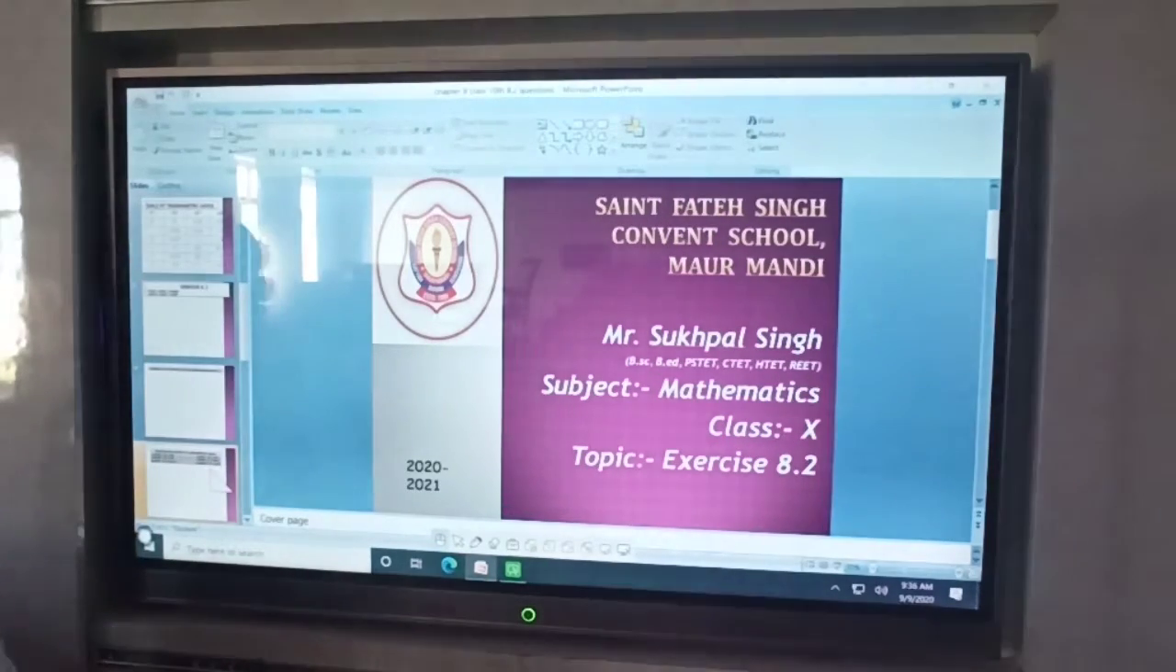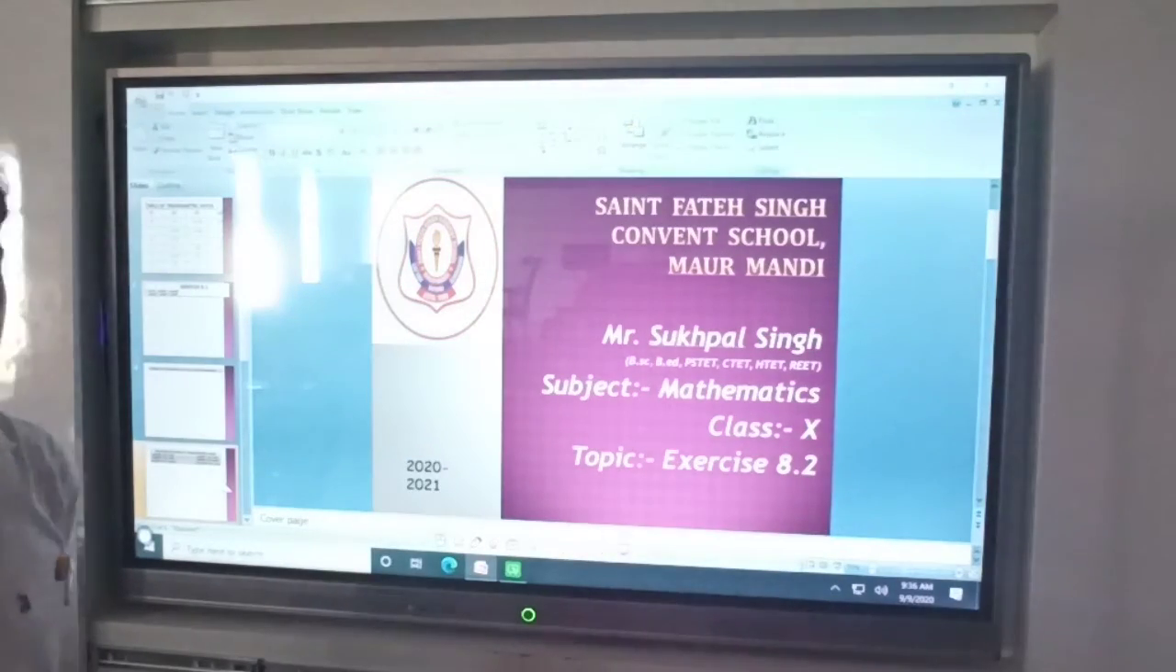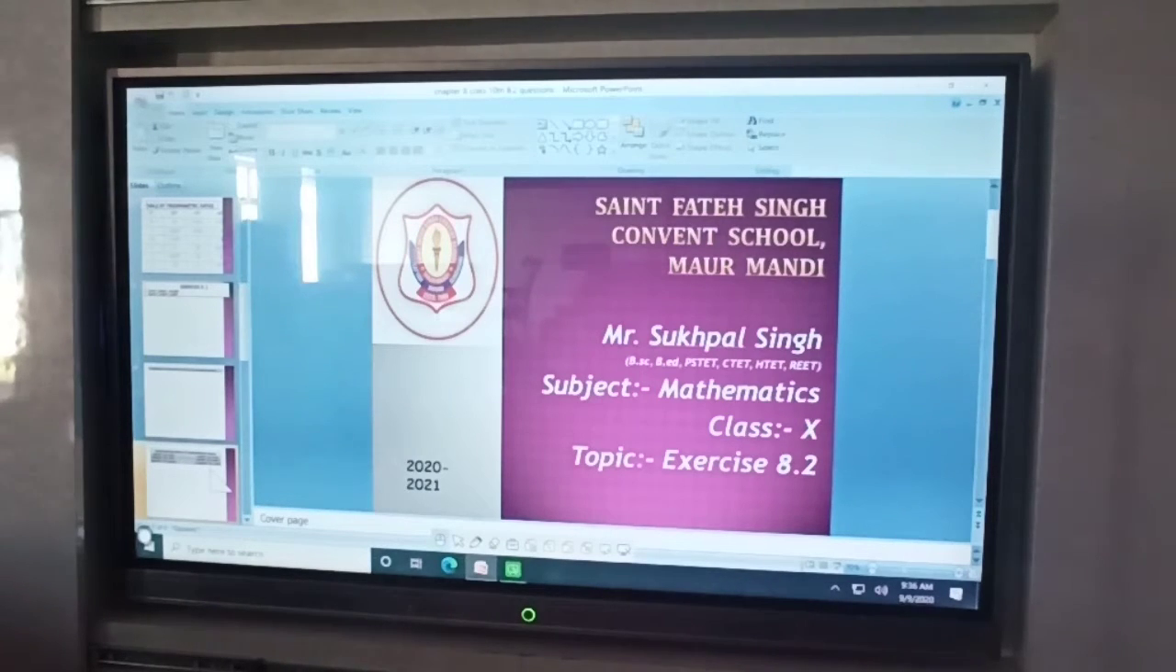On the first day, in the introduction part of trigonometry, we discussed the trigonometric identities. What are trigonometric identities? There are three: sin square plus cos square is equal to 1, secant square minus tan square is equal to 1, cosecant square minus cot square is equal to 1. Today we have to prove these trigonometric identities and solve some questions using them.